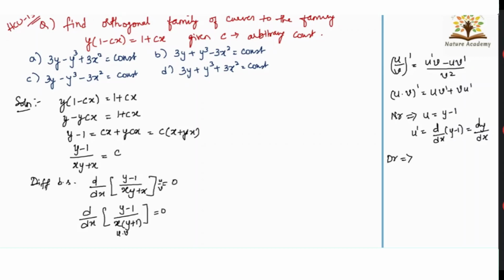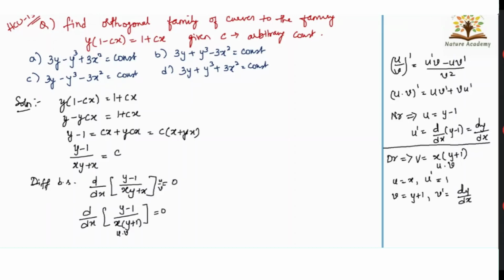So for the denominator, I will take some capital V so that you won't be confused. x into (y plus 1). This is u into v. Now for the denominator, u is x, so d by dx of u will become 1. Again, in the denominator, small v I have taken. It is y plus 1. So v dash will become dy by dx.